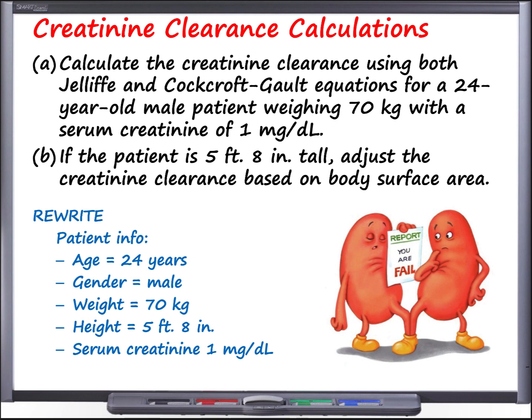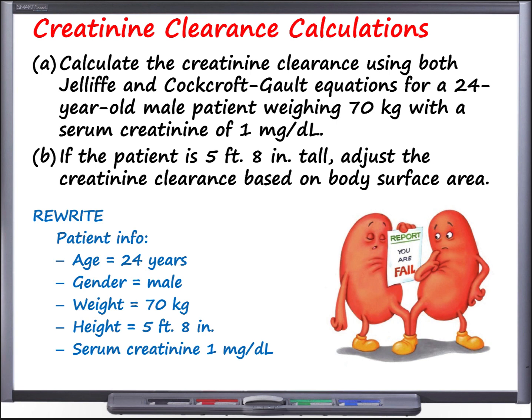It says, calculate the creatinine clearance using both formulas given in your textbook, the Jelliffe and the Cockcroft-Gault equations. So we're going to do it twice using two different formulas. And we're going to do that for a 24-year-old male patient who weighs 70 kilograms and has a serum creatinine value of 1 milligram per deciliter. Letter B says, if this patient also is 5 feet 8 inches tall, go ahead and adjust your calculated creatinine clearance based on their body surface area.